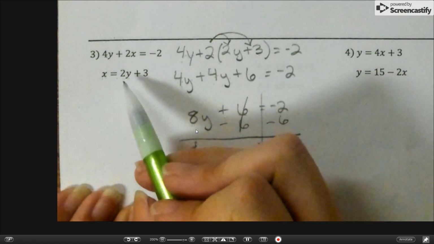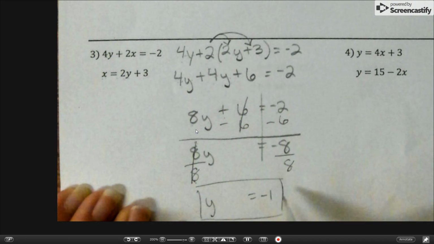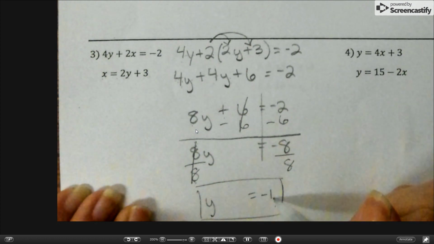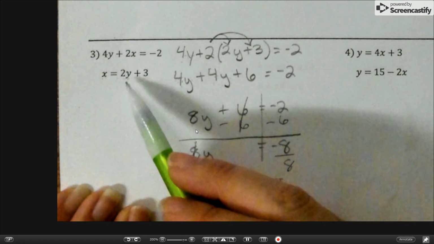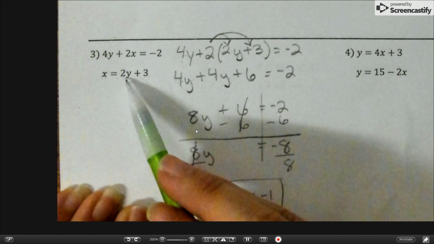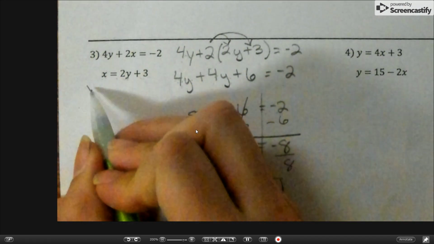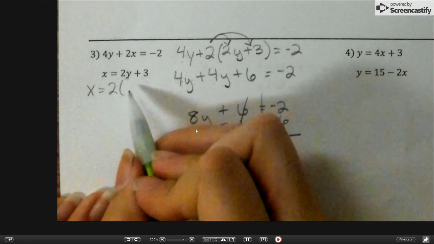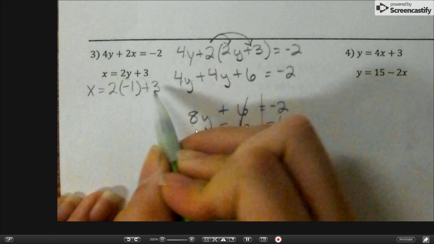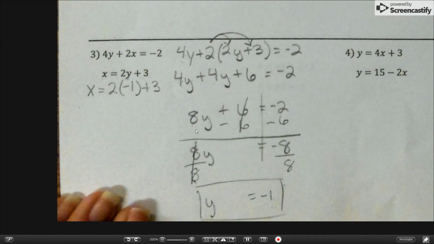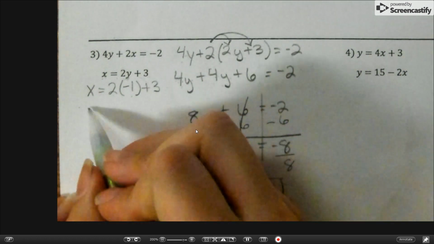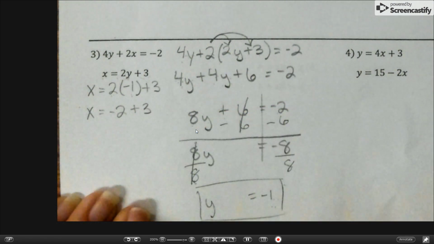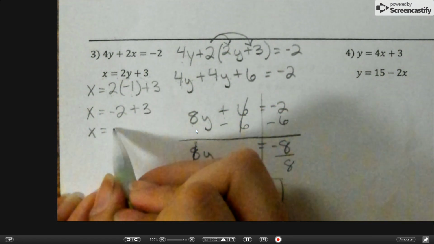And then we know where to put that negative 1, because this is only half of our solution. To get the rest of our solution, we have to put that negative 1 back in. We're going to substitute that for y. So I'm going to rewrite x equals 2, and instead of y, I'm now going to write negative 1, because we know what y is now, plus 3. Then we just multiply and simplify. So we have x equals 2 times negative 1 is negative 2, plus 3. So negative 2 plus 3 is 1.